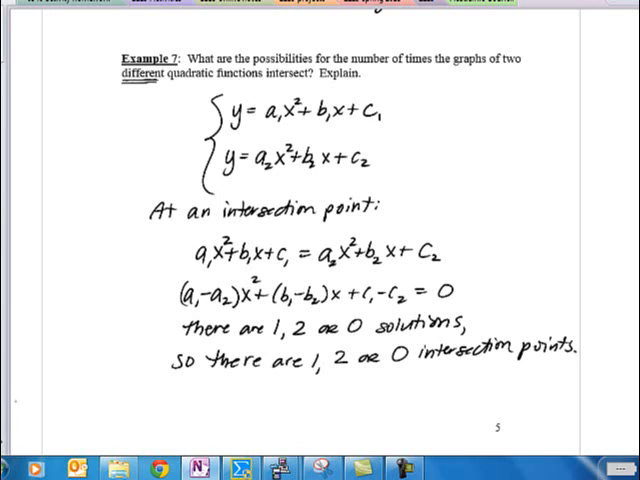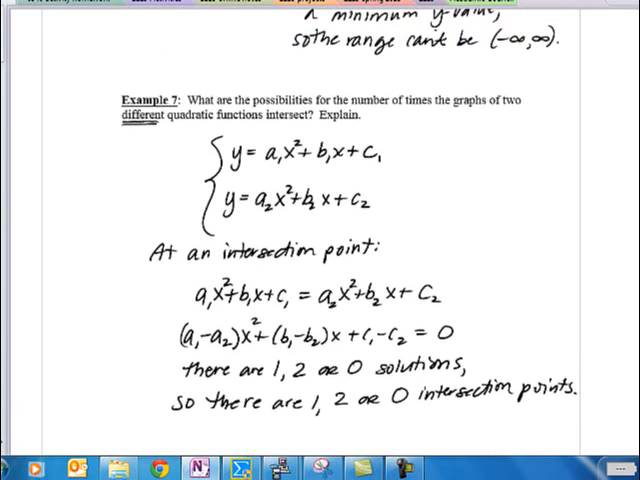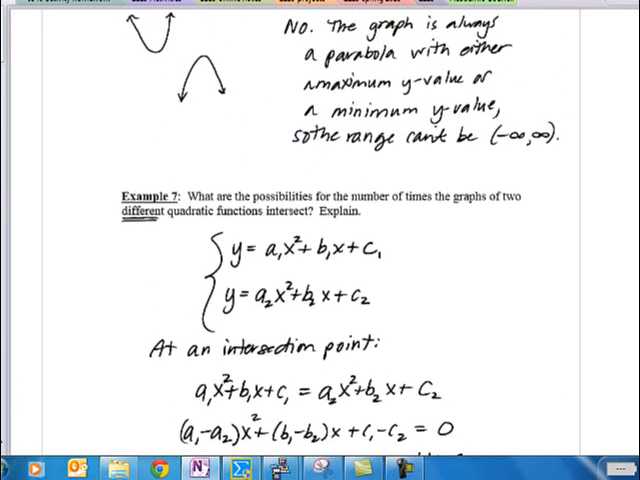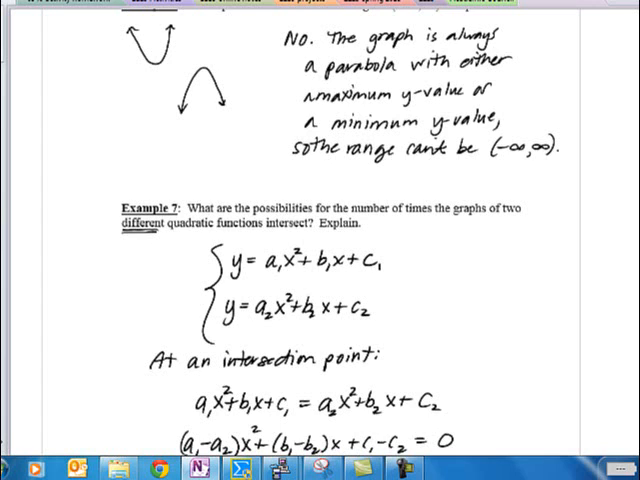So hopefully some of that is a review for you, but hopefully some of it is new too, especially these last couple of questions, thinking through what these graphs have for restrictions of the ranges. Can it be everything or not? And how many times could they intersect?